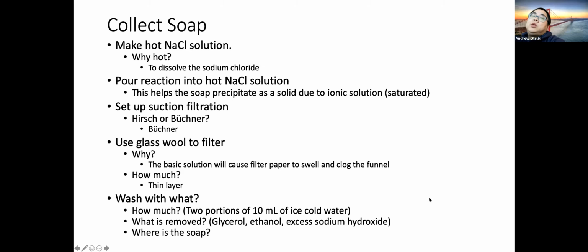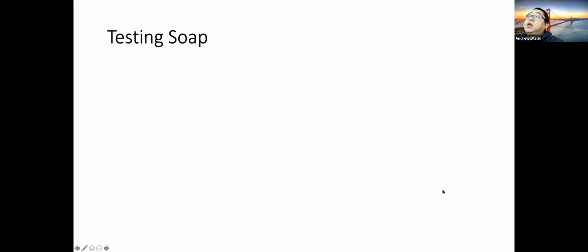Okay. Where is the soap? Everyone, we know the soap. It's our solid we collected. So that's where the soap is. All right, lastly, we're going to test the soap, and then we'll get to cleanup.